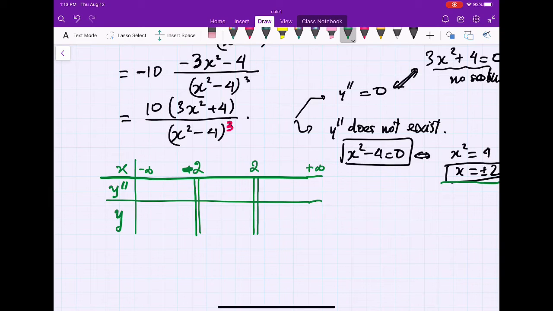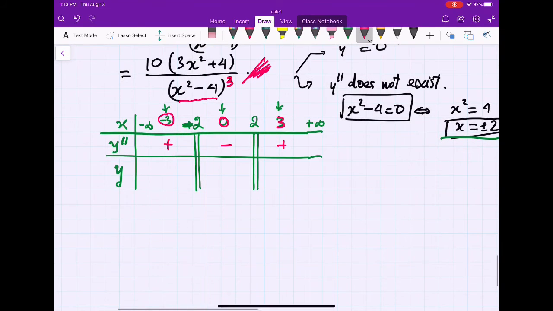So you pick one point from each interval, for example, 3 here, 0 here, and negative 3 here. You plug 3, 0, and negative 3 into the second derivative. The top is always positive, so you only care about (x squared minus 4) cubed. When x equals 0, you have negative 4 cubed, that is negative. When x equals 3, you have 9 minus 4 cubed, which is positive. Here you also have positive.